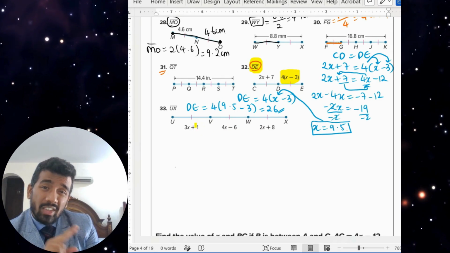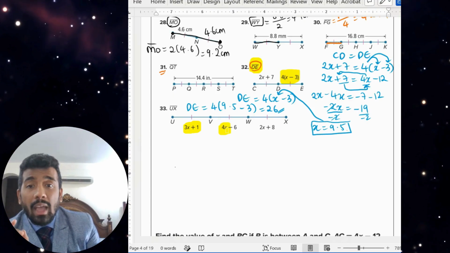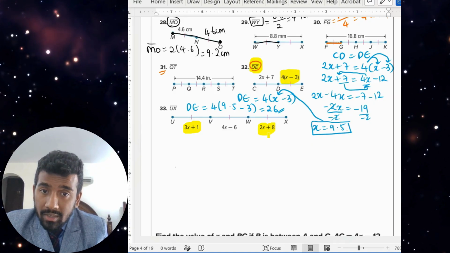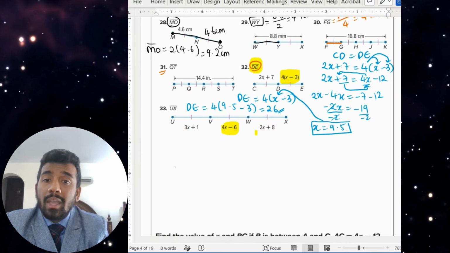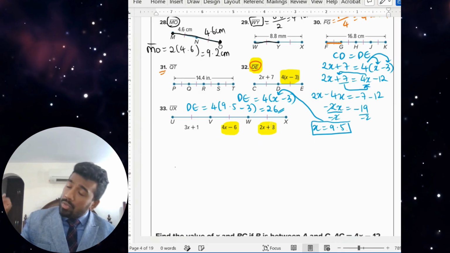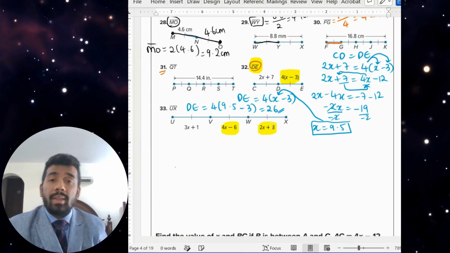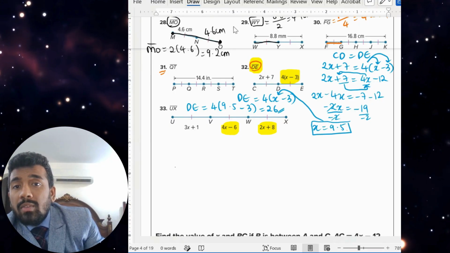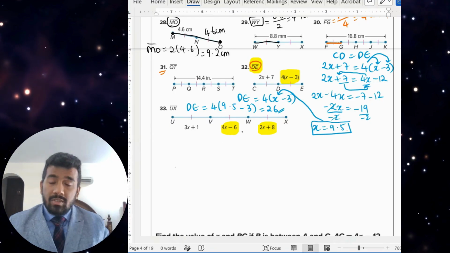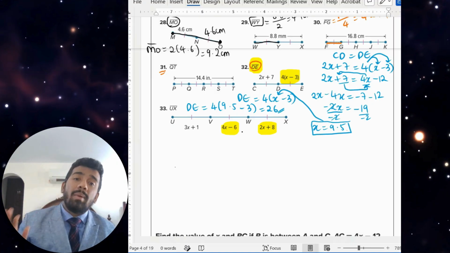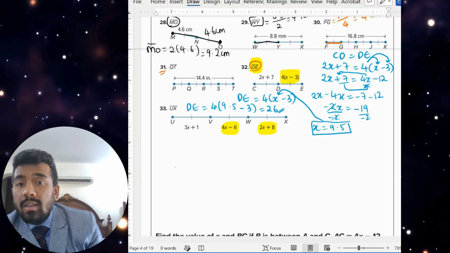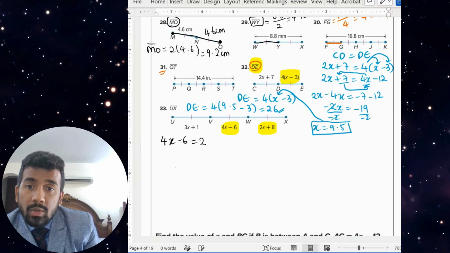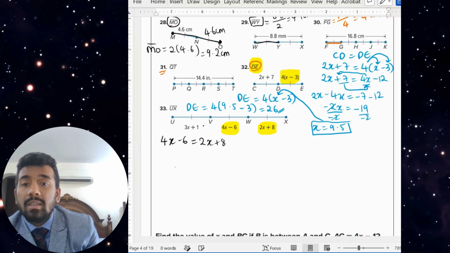Okay, so we take two at a time. You can take any of the two. You can take this one and this one, or this one and this one, and solve it together. It's up to you. I'll take these two, and let's solve. Trust me, when you solve any of these three combinations, you will always get the same answer. So let's take these two. So I take 4x minus 6 equal 2x plus 8.